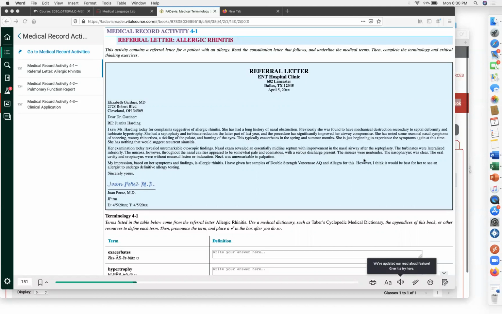Sinuses were non-tender. That means they didn't hurt. Nasopharynx was clear. That means the nose and throat area were essentially clear. Oral cavity and oropharynx, which is the oral cavity and the throat area, were without any mucosal lesions or indurations. Indurations is like things that fold over and pit inwards. That's the best way, the most layperson way I could describe it.